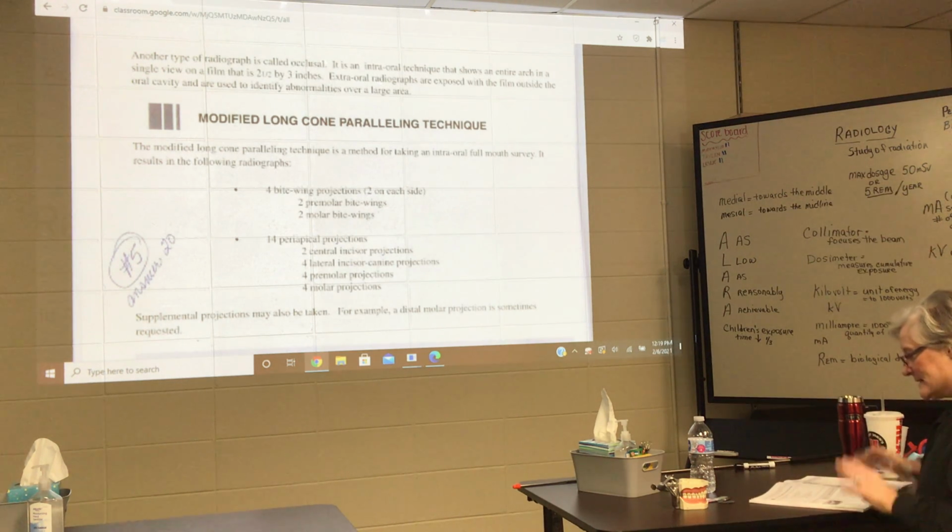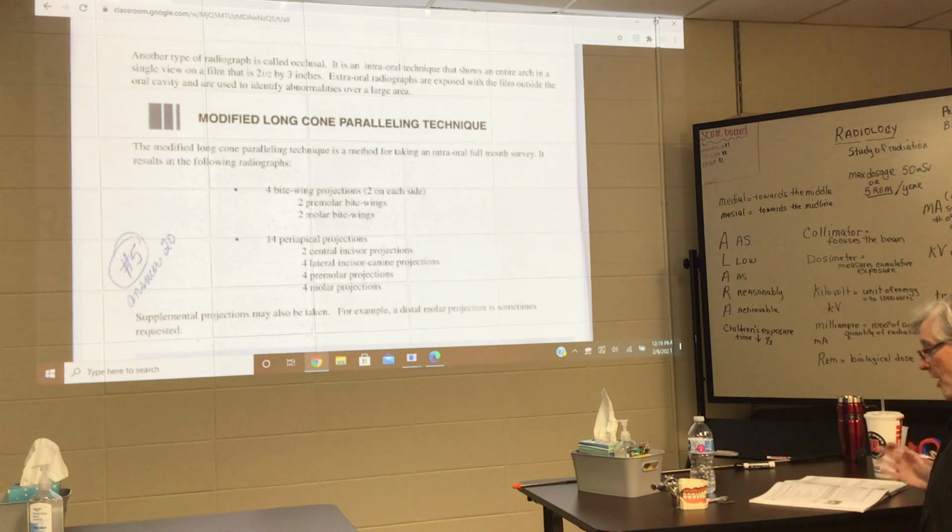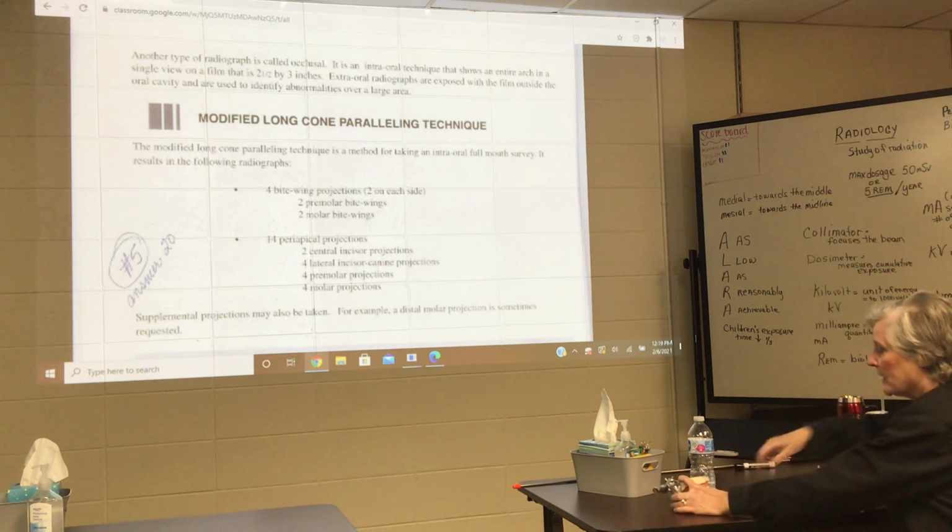So, supplemental projections may also be taken. For example, a distal molar projection is sometimes requested.